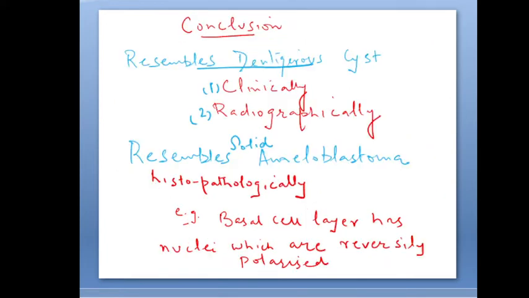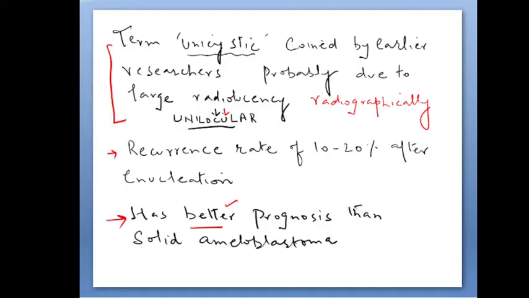Unicystic ameloblastomas resemble dentigerous cyst both clinically and radiographically. They resemble solid ameloblastomas histopathologically because the basal cell layer has reversely polarized nuclei and also there is a stellate reticulum cell layer. The term unicystic was coined probably by earlier researchers due to its large unilocular radiolucency seen radiographically.